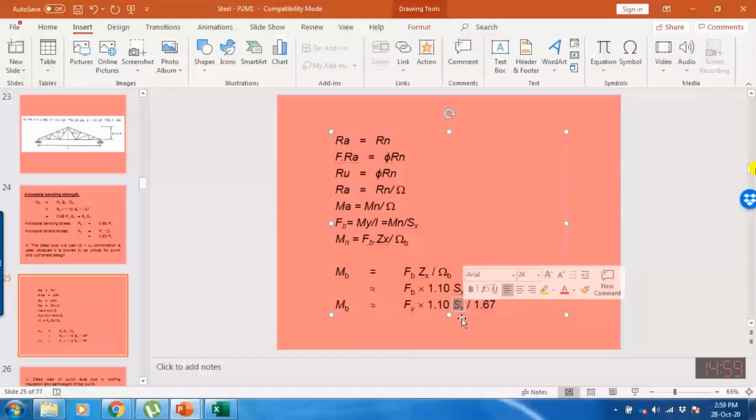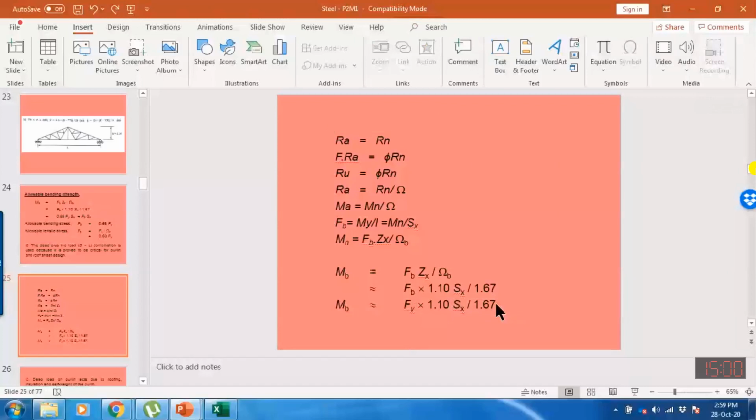So I can modify this equation further. So Sx will be equal to Mb, first multiplied by 1.67 and divided by 1.1 into Fy.